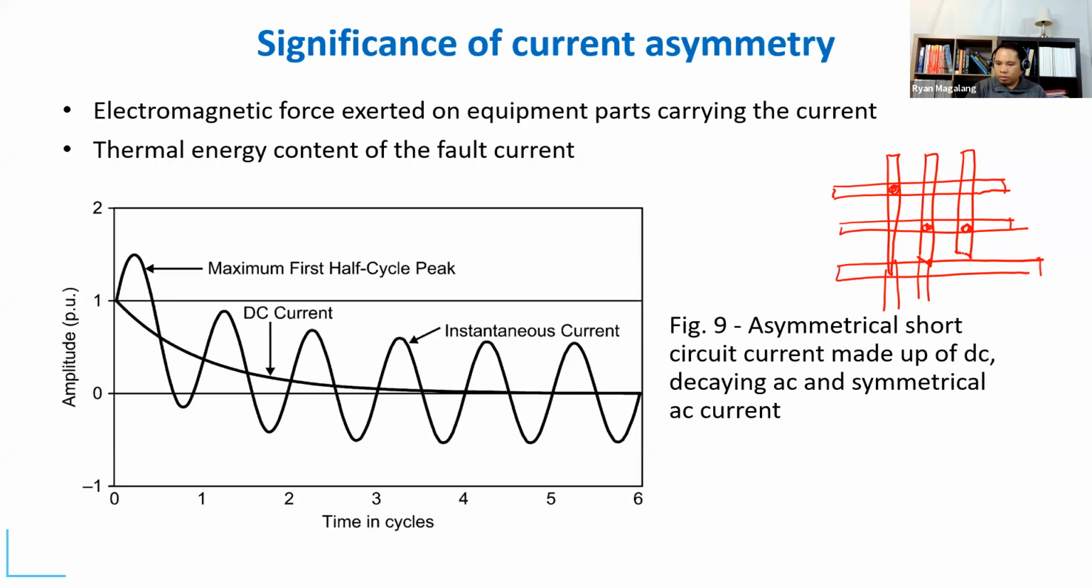Oh, that one is wrong. So they have bus bracing. During faults, the magnetic forces are so high that they would vibrate your equipment and create very strong forces.